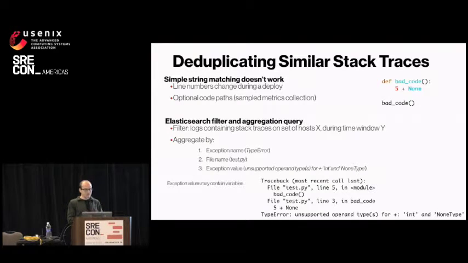And then from there, we look at the exception value. So the example here, some wonderful bad code I wrote the other day, is a stack trace which is a type error. The file name is test.py, and the exception value is unsupported operand.